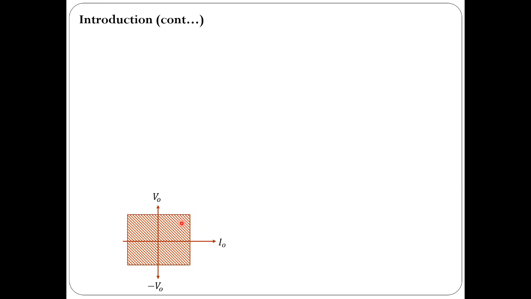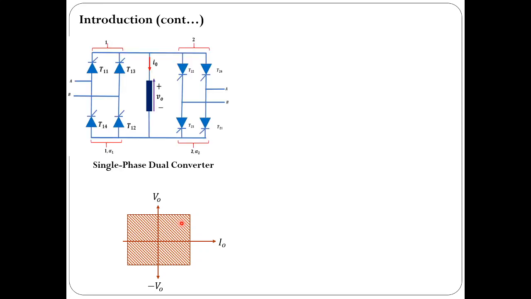Then the full converter or semi-converter may not meet this requirement of four quadrant operation, but you can do this. If you consider a single phase dual converter, let us consider a single phase dual converter. In a dual converter we have two converters, converter 1 and converter 2. You can see this is converter 1.